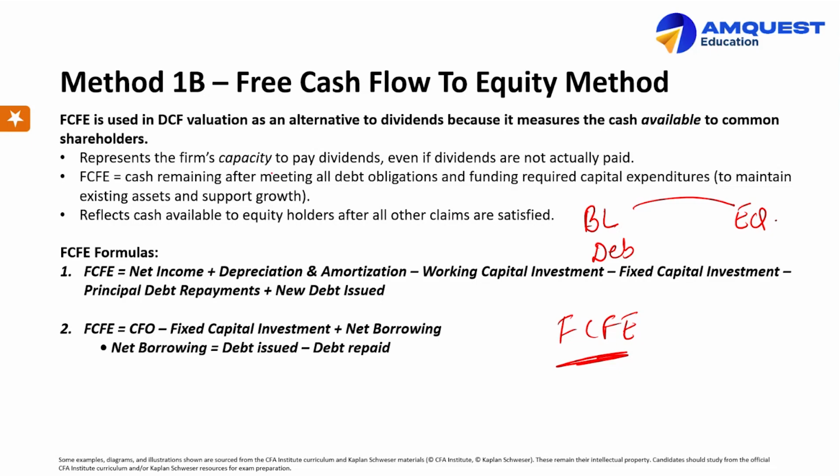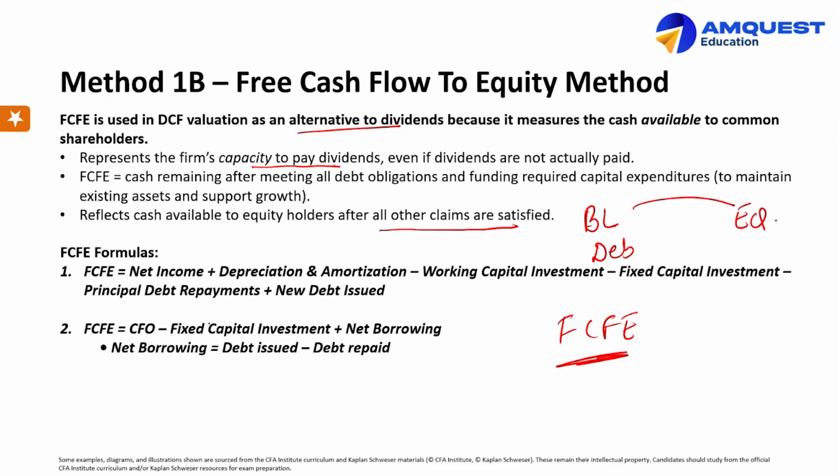Free cash flow is used in DCF valuation as an alternative to dividends because it measures the cash available to common shareholders. It represents the firm's capacity to pay dividends. So if you're not paying me actual dividends, I will test your capacity to pay dividends. FCFE is the cash remaining after meeting all debt obligations and funding required capex as well as any working capital requirement. It reflects the cash available to equity shareholders after all other claims are satisfied. This formula is also there in your FSA subject, but we'll be using the formulas given over here.